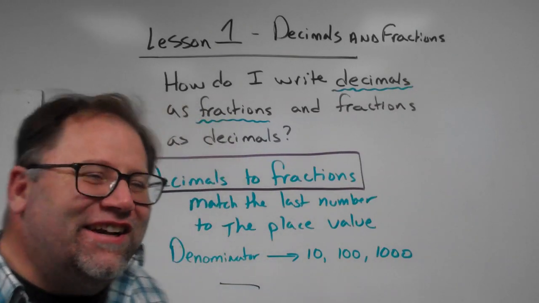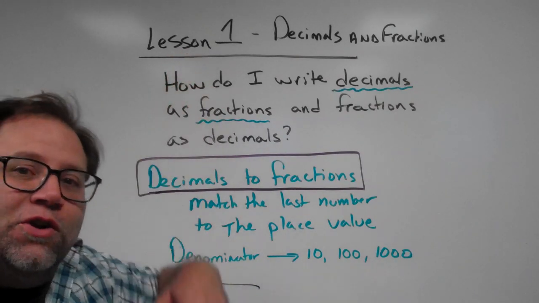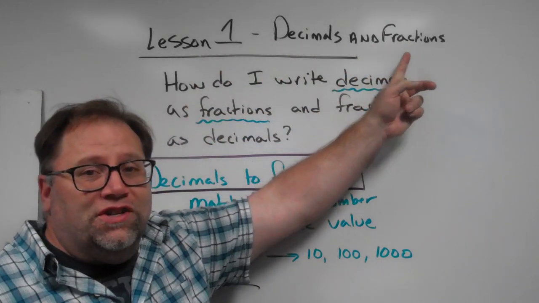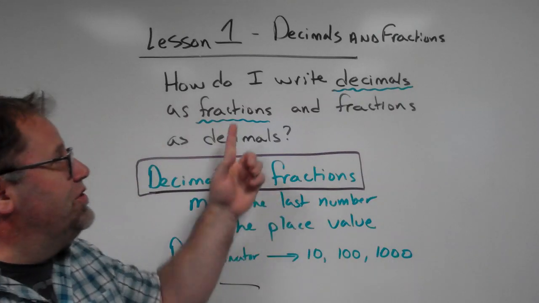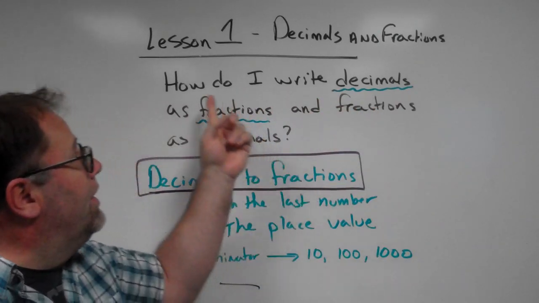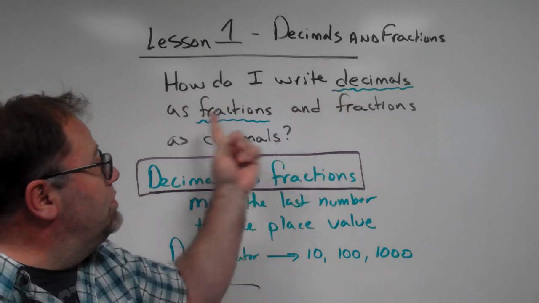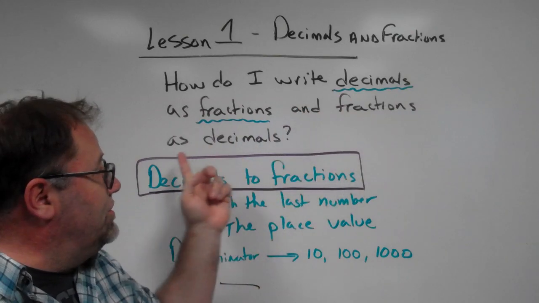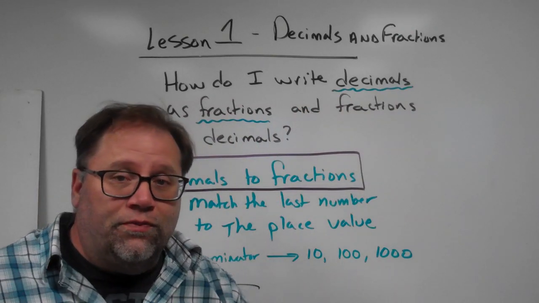Hello. This is lesson 1. So you're writing this at the top of your paper: Lesson 1, decimals and fractions. And then underneath that, here's your essential question. This needs to be on your paper. How do I write decimals as fractions and fractions as decimals?